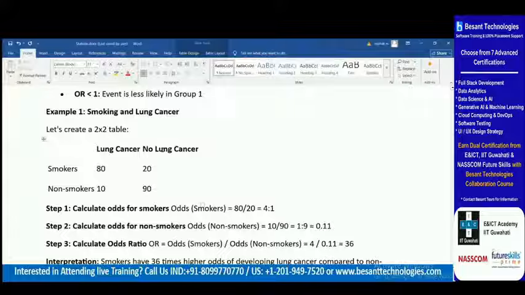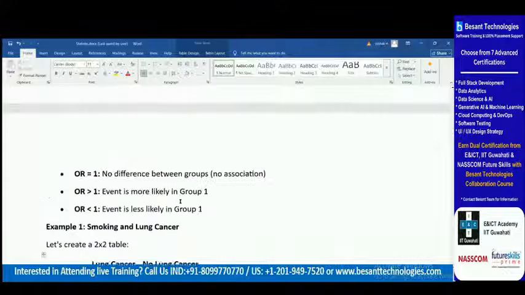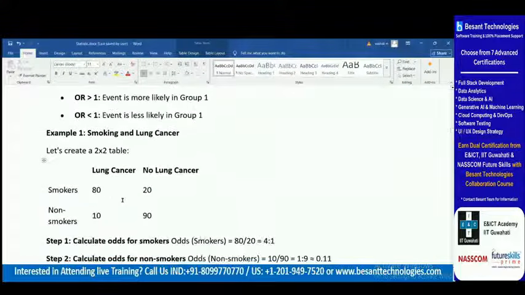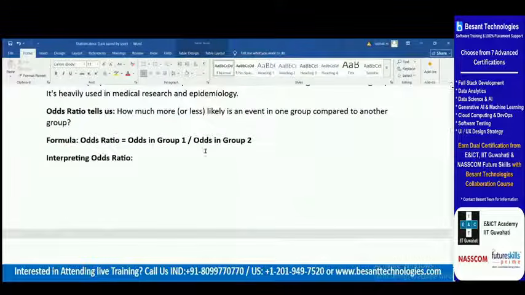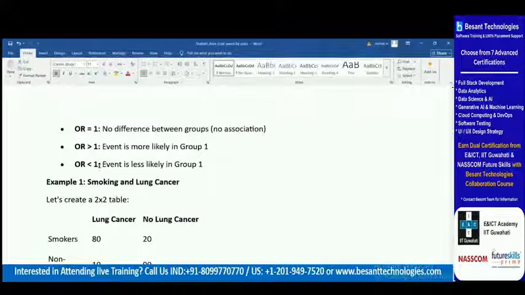So I've created one 2x2 table which consists of a data set of lung cancer and no lung cancer, for smokers and non-smokers. The smokers who have lung cancer is 80. The smokers who have no lung cancer is 20. The non-smokers who have lung cancer is 10. The non-smokers who have no lung cancer is 90. Okay, so now I'm going to compare the two groups, put it in the formula of odds ratio and come to the conclusion whether it is equal to 1, greater than 1 or less than 1.